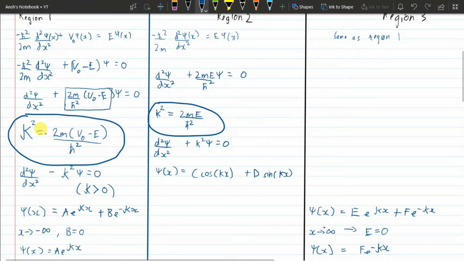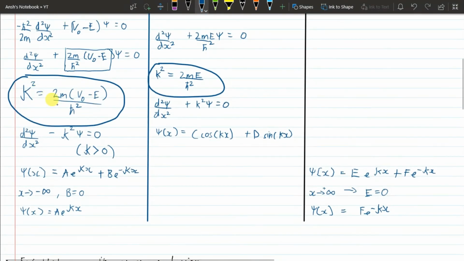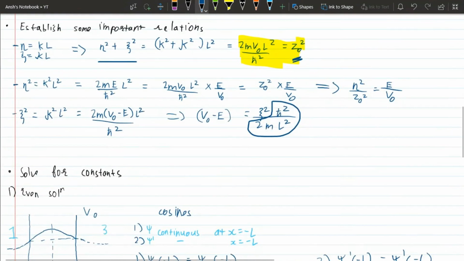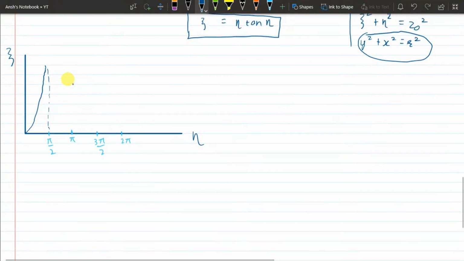And similarly, kappa has a V naught minus E. Now V naught will always be greater than E since we know that our bound states only exist inside the well and not outside the well. And inside the well, the energy of the bound state will always be less than the potential V. So kappa is also positive. So K and kappa are both positive. Since K and kappa are positive and L is also a positive quantity, our eta and Xi will also be positive. So we are only looking for positive values of eta and Xi.